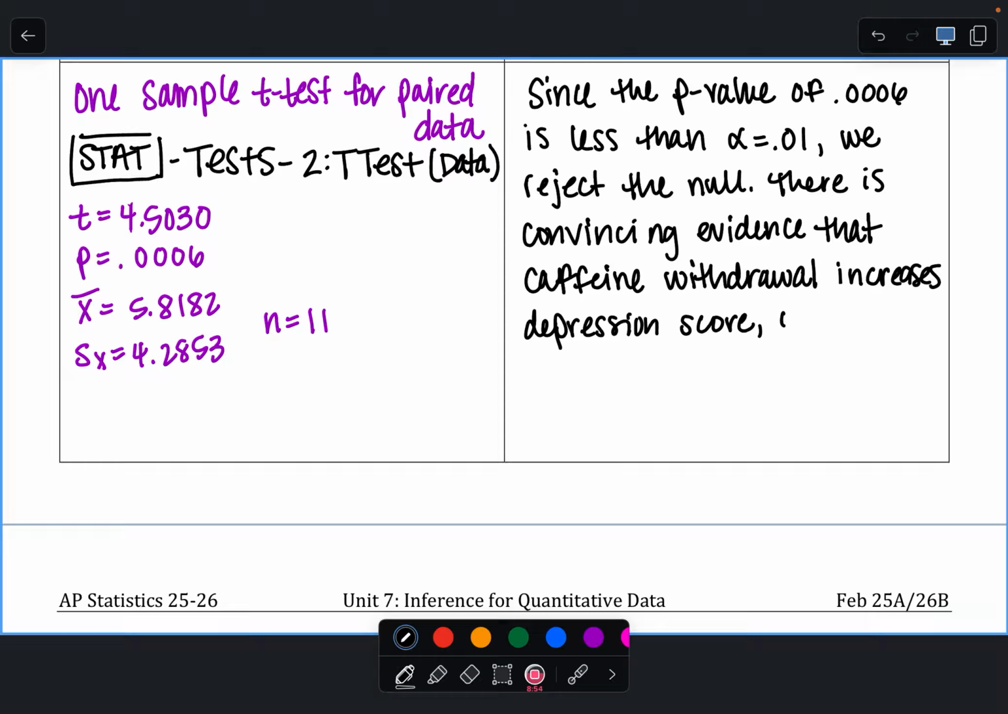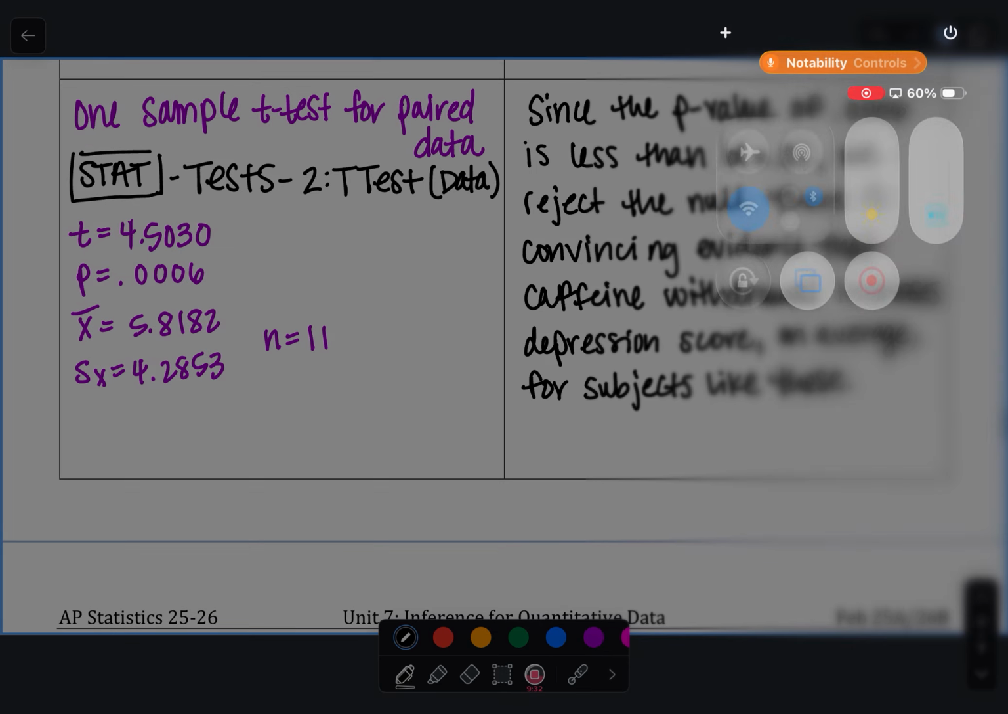Now, this is one where I would say that last little statement they have is important, because again, you are dealing with volunteers. And so I cannot take this test and apply it to the entire population. I can only apply my results to subjects like these. And that typically comes from anything where you are sampling from or you only have volunteers and you didn't actually get to sample from the population.